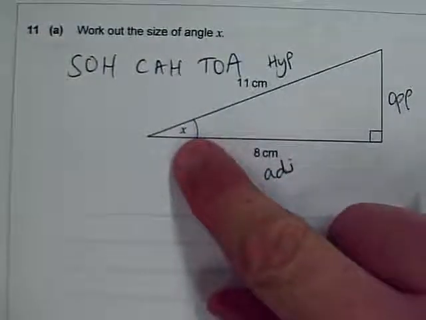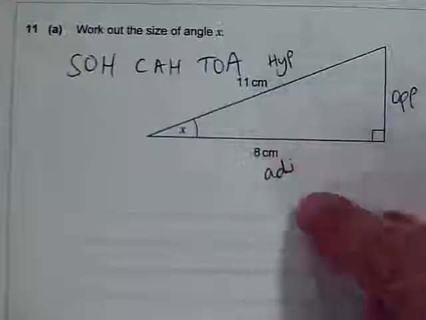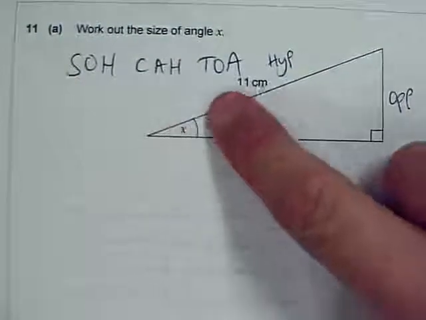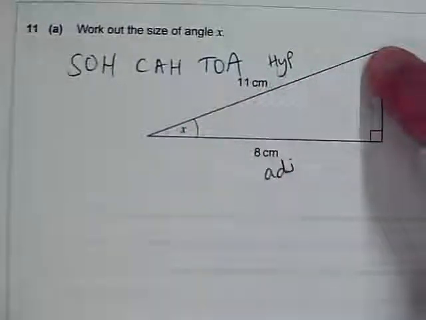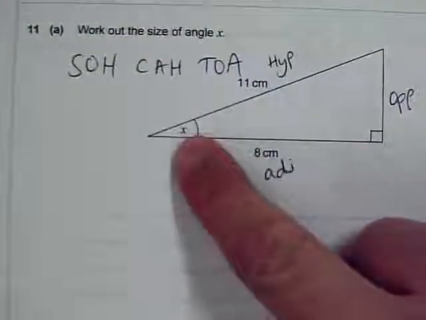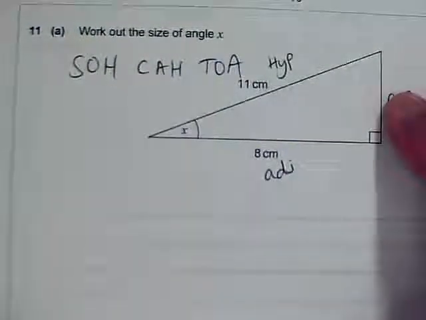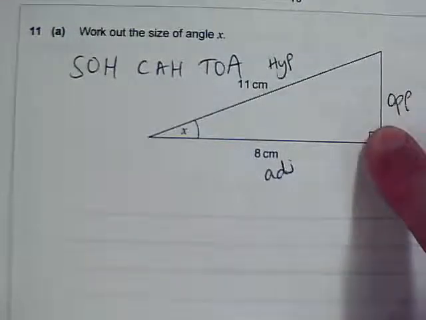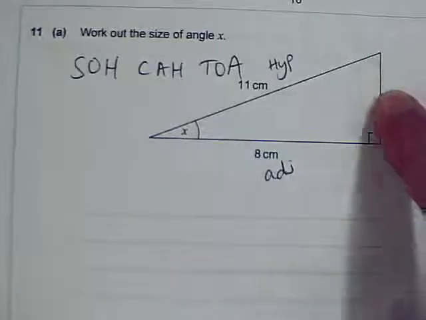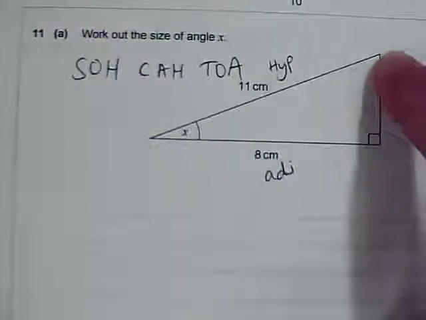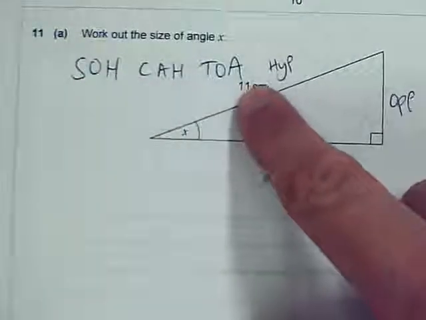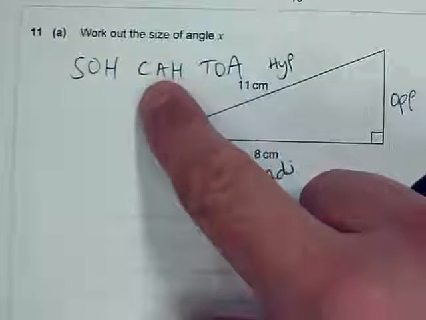So I'm trying to find the angle x, and I need to decide which one of these I'm going to use. So we think about it. We know the hypotenuse, because we know that's 11. We know the adjacent. We don't know the opposite, and we're not asked to find it out. So this is the side that I'm not interested in, because if I had this in my formula, I'm not going to be able to work it out. So I do not want the opposite. So the only thing that does not have the opposite is CA. So that's what I'm going to use.